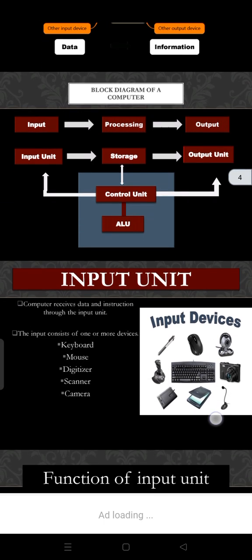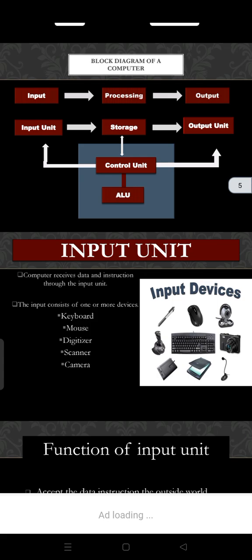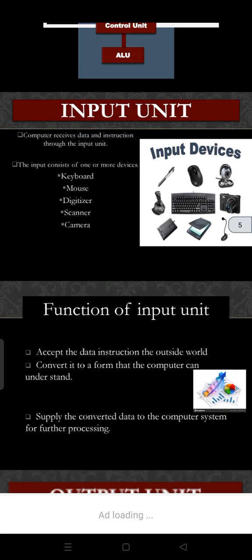So now, the block diagram of a computer. Let's understand it more carefully. Now see, when the input is given to the computer, it processes the whole data and gives output, or the input unit stores the input and gives some output. These all are controlled by the control unit or the ALU.